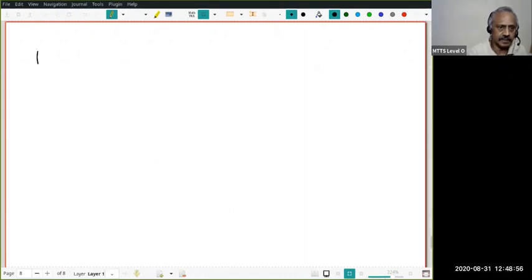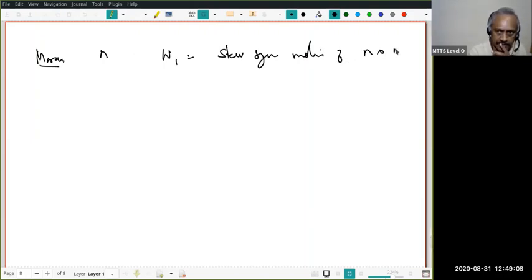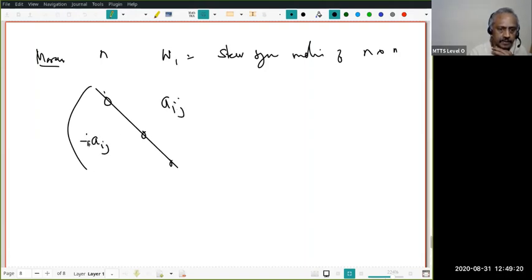So more generally, for any n, I am looking at W1 to be skew symmetric matrices of size n cross n. Then what do I know? All the diagonals are 0, and if I have aij here, then I know what is aji here. This is the ijth place. This is the jith entry rather. That's the way you say, right? Ijth entry, this is jith entry.